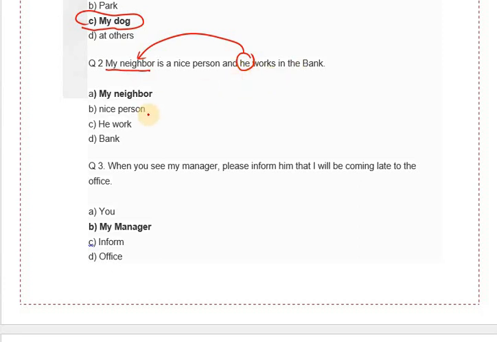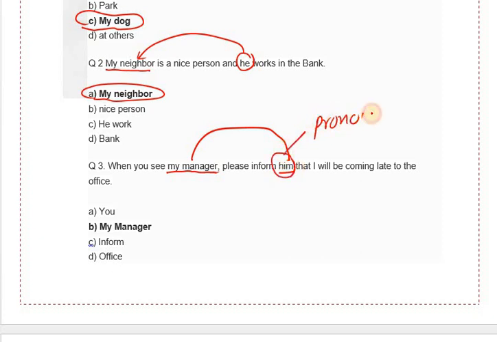When you see, my manager, please inform him that I will be coming late to the office because my manager. Here my manager is the noun, and the pronoun used instead is him. Inform him, so the manager is informed, and this is the pronoun. The noun in whose place a pronoun is used is called the antecedent. So this is the antecedent here.